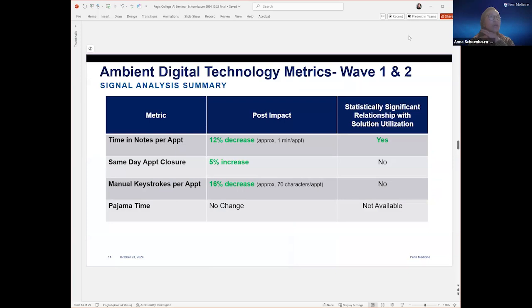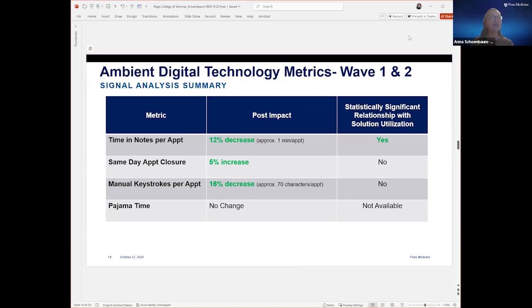But we did notice that there was a decrease in time in the notes. There was also appointment closure for our ambulatory practice. You cannot bill until you close that encounter. And there was a 5% increase in the closure. And then we also noticed that there were fewer keystrokes. Interestingly, though, we have noticed there's an increase in the characters of our documentation.